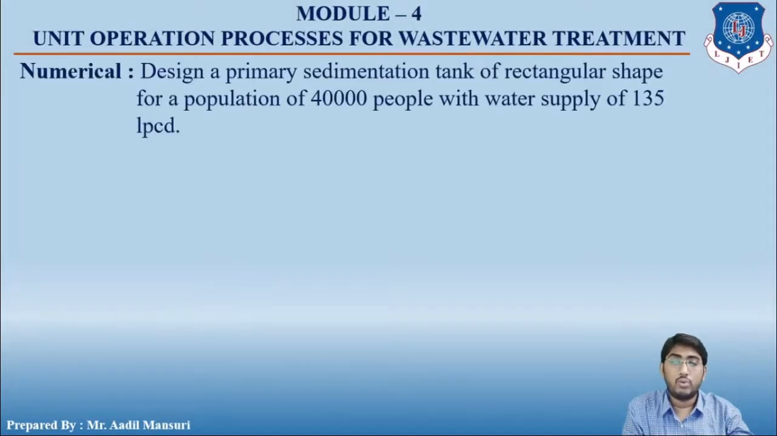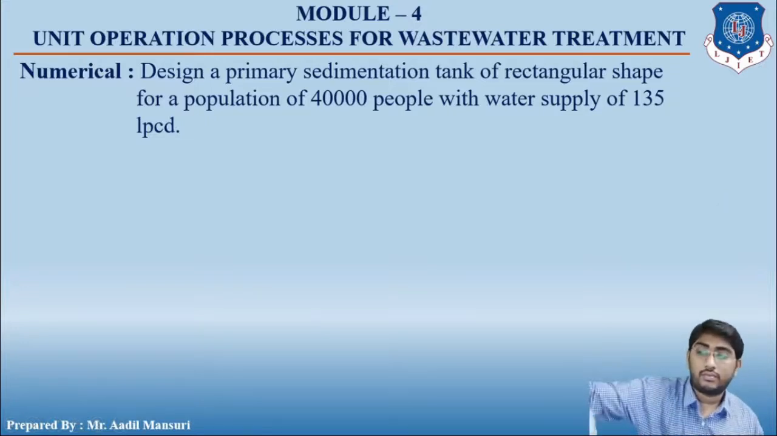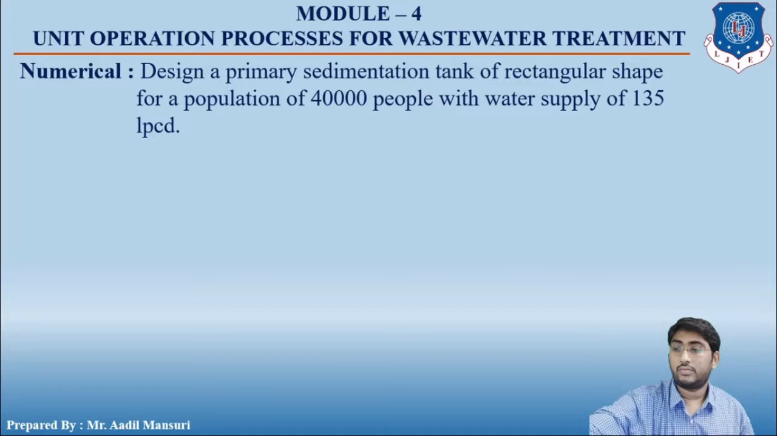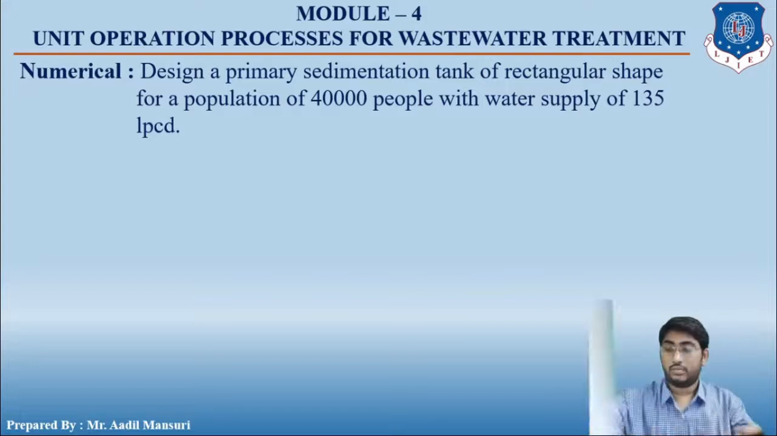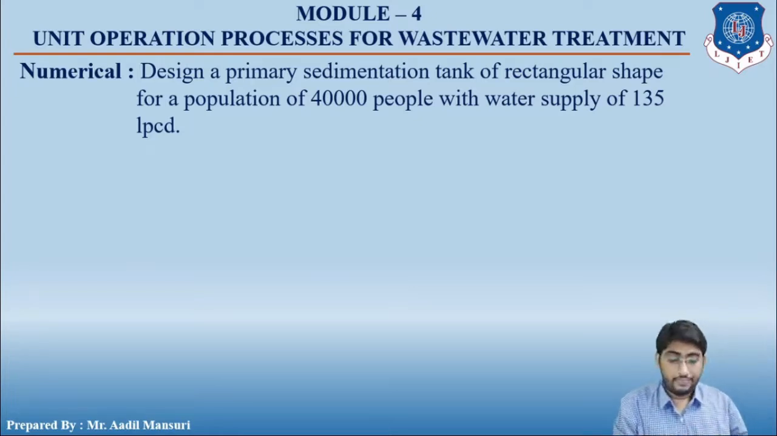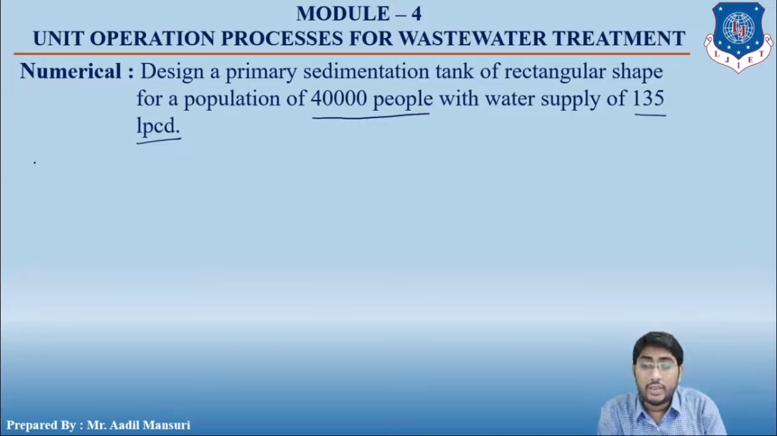So let us now move towards the numerical. Okay, so the numerical says that design a primary sedimentation tank of rectangular shape for a population of 40,000 people and with a water supply of 135 LPCD. Okay, so let us start with the solution.